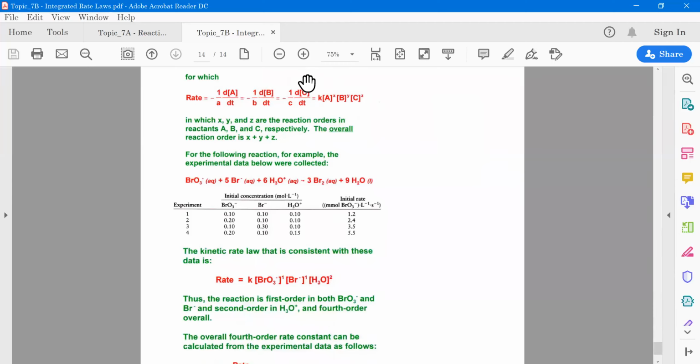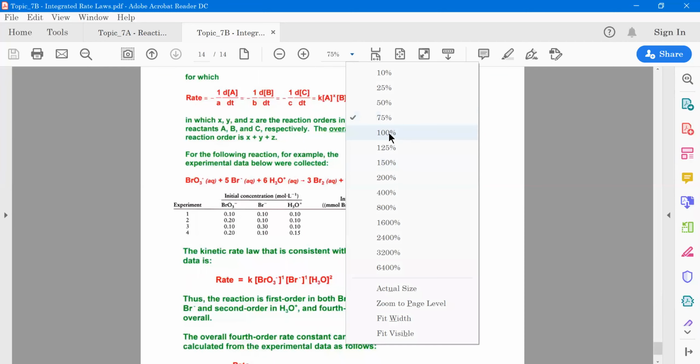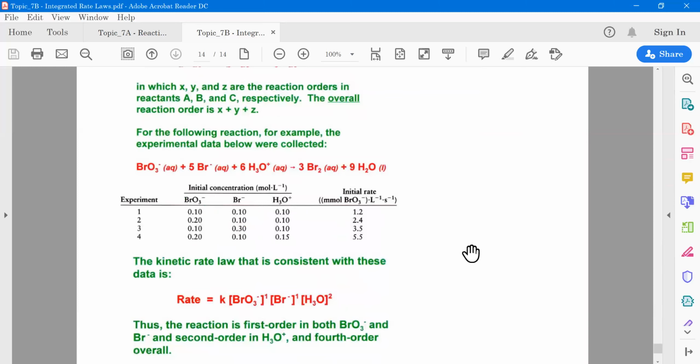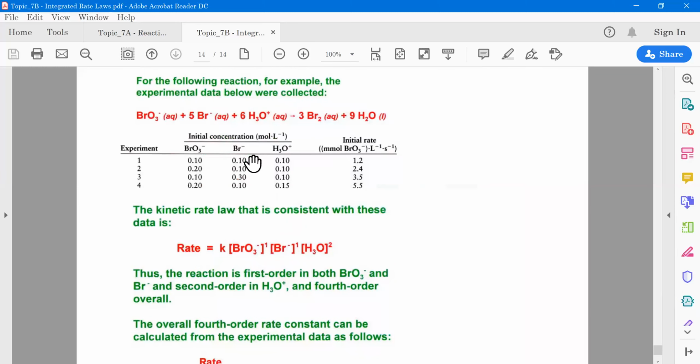So for a set of reaction data like this, I'll just show this as an example. For the following reaction, the experimental data in this table were collected. All right, this is a reaction, as you now recognize very well, as a redox reaction. Bromate plus 5 bromides plus hydronium ions are going to 3 bromines and water. What you can see here is that the bromines in the bromate ion are being reduced from an oxidation number of +5 to an oxidation number of 0, and the bromines in the bromide ions are being oxidized from an oxidation state of -1 to an oxidation state of 0.